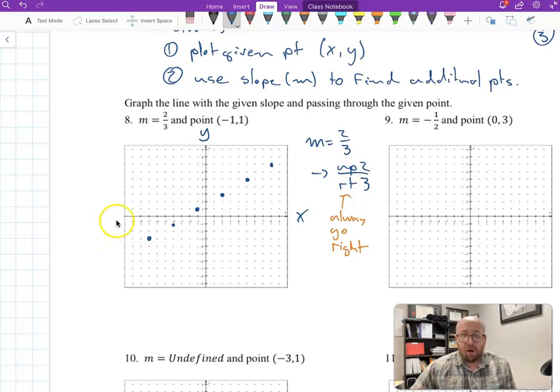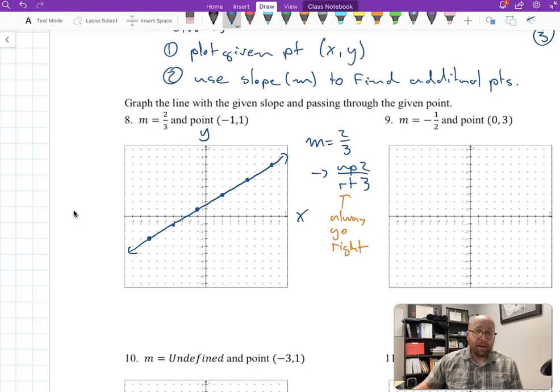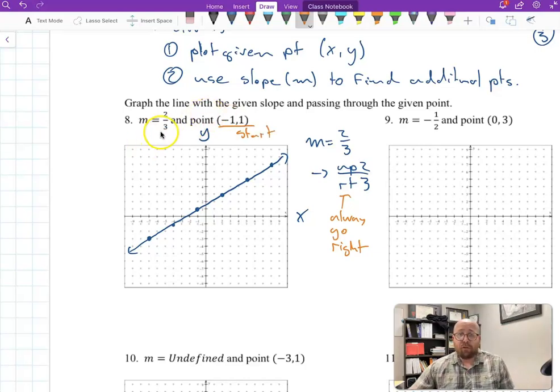And can you see that all of our points are lined up in a straight line? So we can draw a straight line through our points. There is the graph of the line that goes through the point (-1, 1). Again, this is where we start, and then use your slope to get additional points.